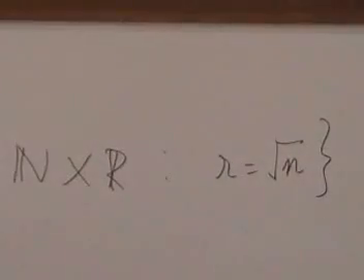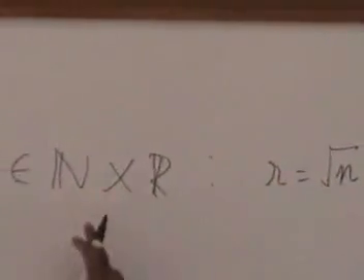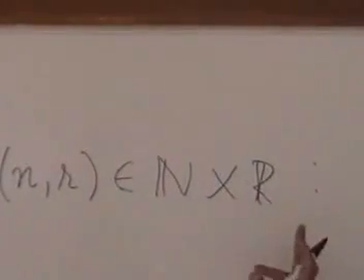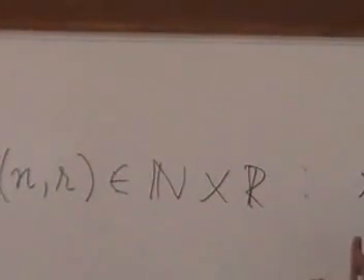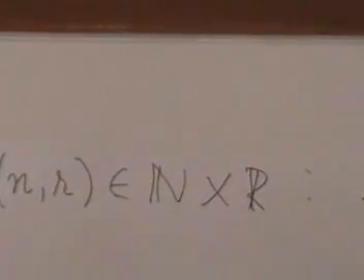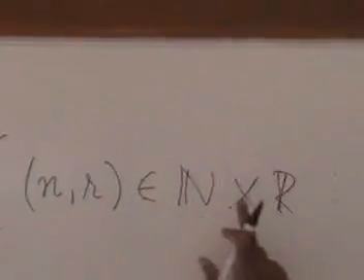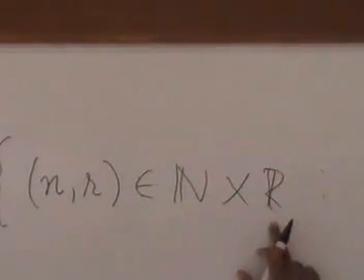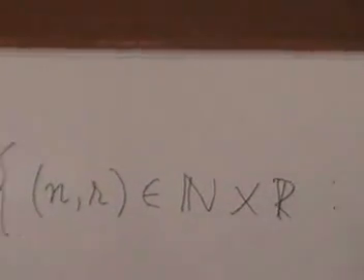Okay, so let's consider all the ordered pairs in N cross R. Therefore, it's a subset of N cross R, so it's going to be a relation from N to R. How are they related? Any n is related to R, a real number, if that real number is the square root of this n.